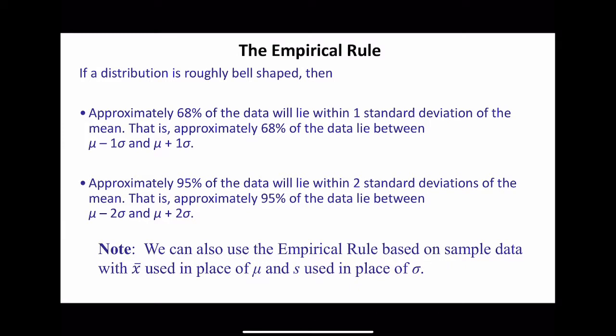So we can also use the empirical rule based on sample data. So instead of sigma and mu, we would use x bar and s. But it's basically the same principle. It's 2 standard deviations away from the mean is where 95% of your data is going to lie.